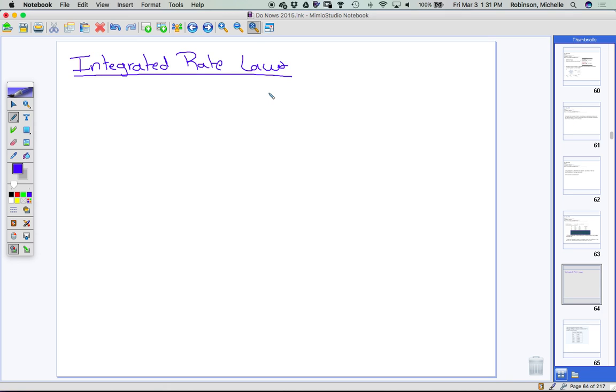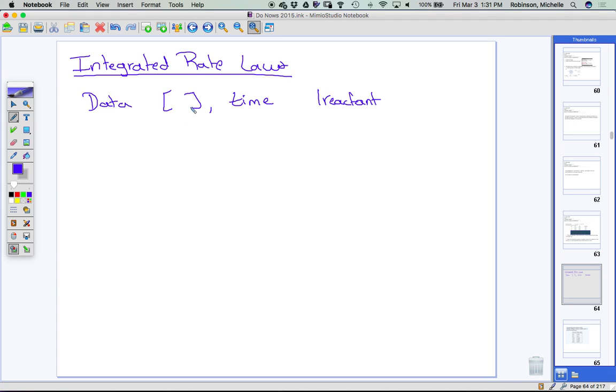All right, for the integrated rate law, the data that you're going to be given in the problem this time is going to be concentration and time. So we're looking at plotting concentration versus time to figure out the rate law. The good news is these will only have one reactant, so we only have to worry about one concentration.